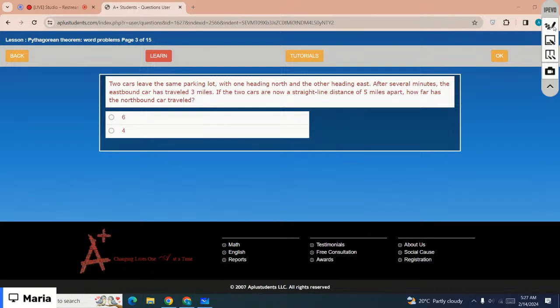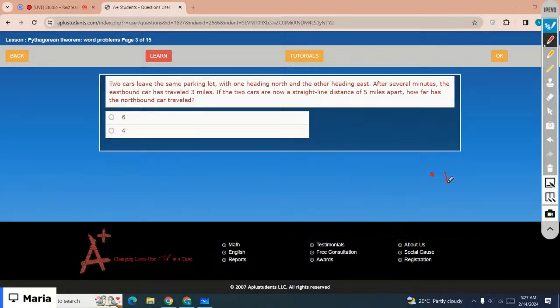I will make you a triangle, you have to solve it on your own, right? This is the parking lot. One car is going north, one is going east. After several minutes, the eastbound car is 3 miles, and the two cars are now a straight line distance of 5 miles apart. So how far has the northbound car traveled? This one you need to calculate. So just do the calculations and write the correct option.